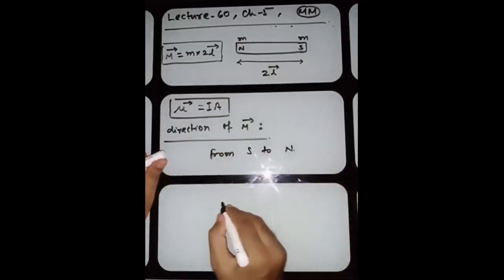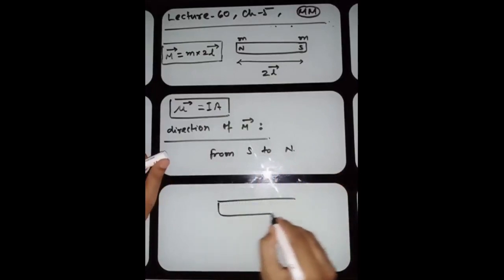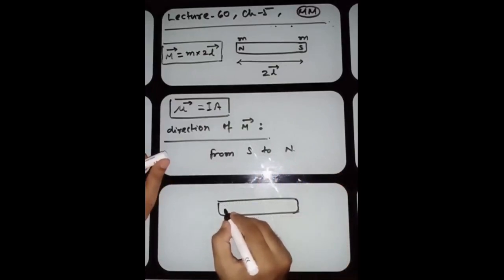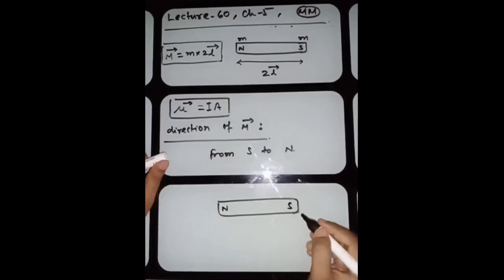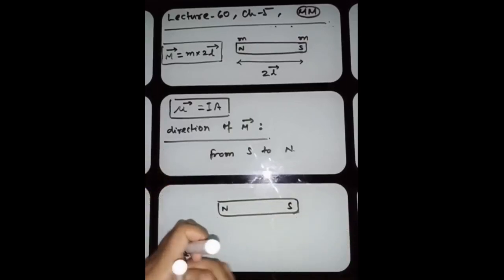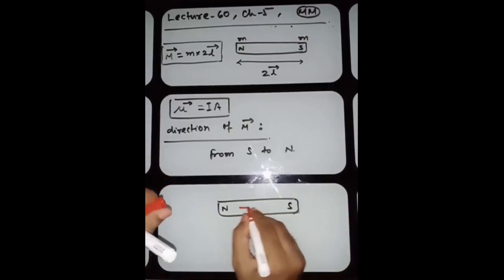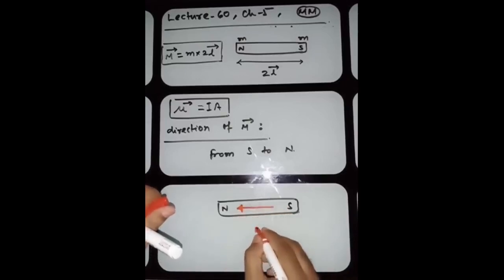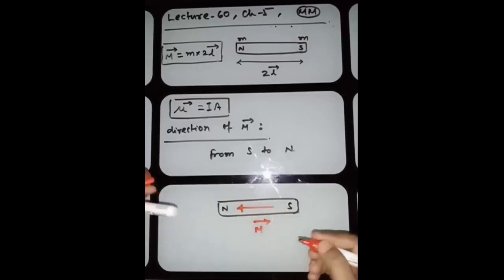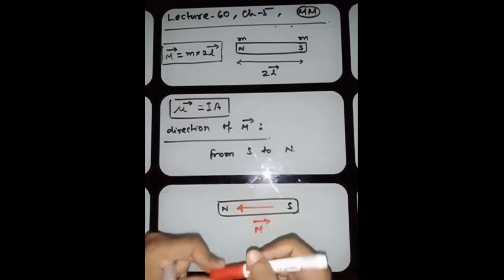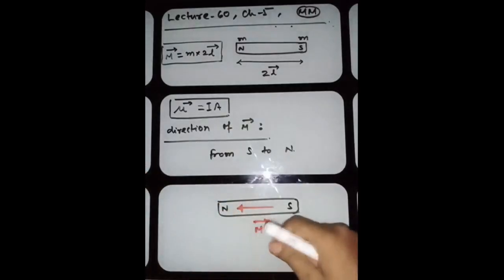Remember, if this is the magnet, if this is the north pole and this is the south pole, then the direction of dipole moment will be in this direction. This is the direction of dipole moment. Okay, try to remember, my dear students.